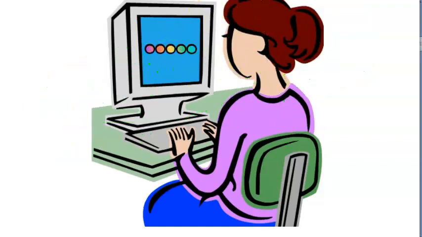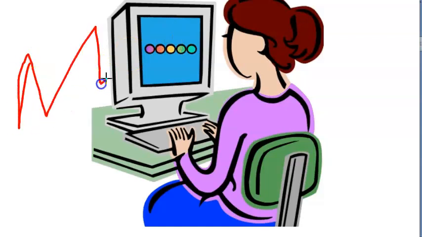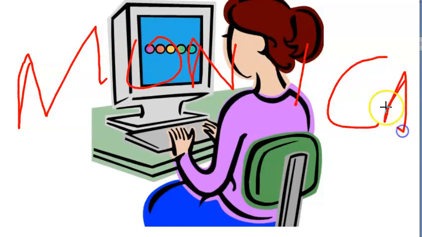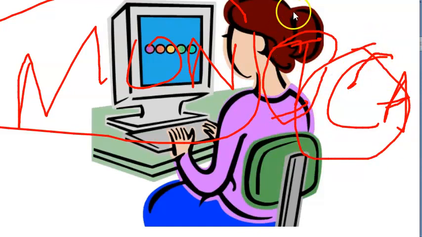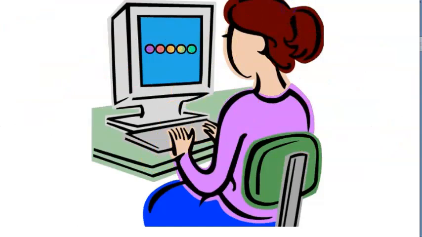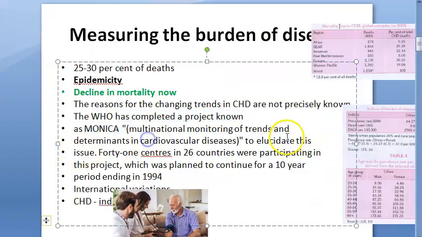Let's try to understand this better. MONICA: MON, I, CA. MON is monitoring, multinational monitoring of trends and determinants in cardiovascular diseases. I think this is the way it is, but anyway, if you have a better logic for why it is MONICA. So what did they do to elucidate this issue? Which issue? Changing trends in cardiovascular disease.